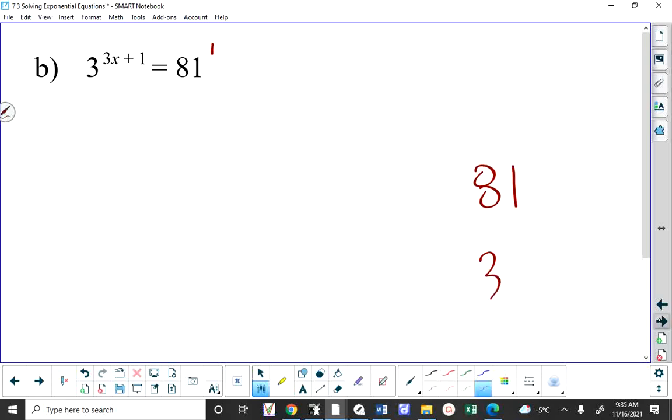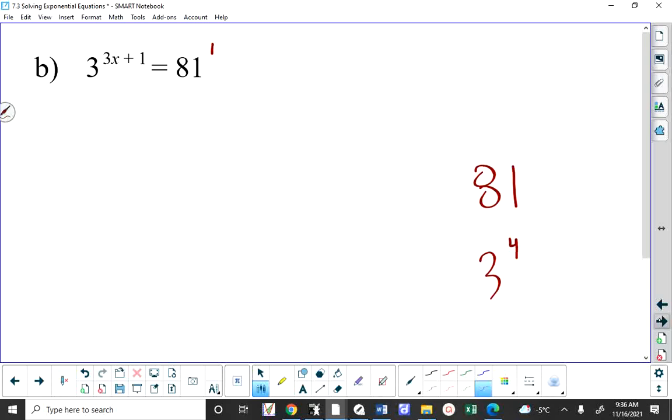I hope when you see 81, you see the number 9 times 9, if you know your times tables. And 9 is 3 times 3, and the other 9 is 3 times 3. So these are numbers you'll get more and more familiar with, but if you take 3 raised to the power of 4, you'll get 81. Because if you look up here, 3 times 3 is 9, 3 times 3 is 9, 9 times 9 is 81.